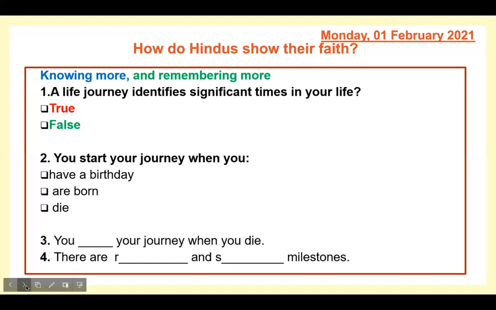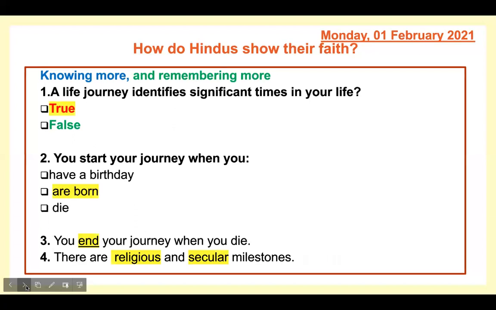So here they come. So question one is true. A life journey identifies significant times in your life. Question two, your life journey starts when you are born. Question three, you end your journey when you die. And question four, there are religious and secular milestones.